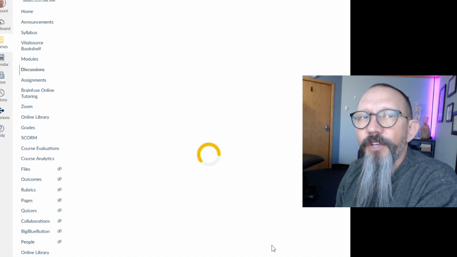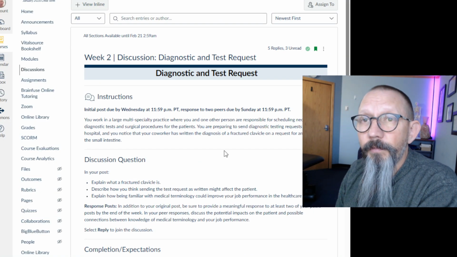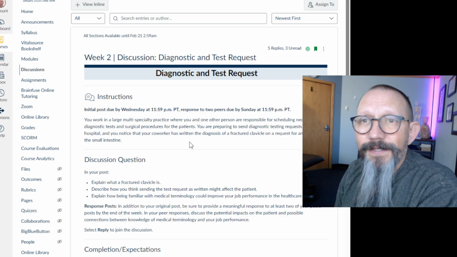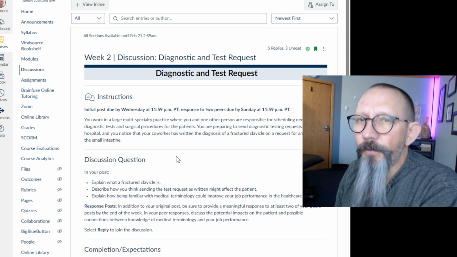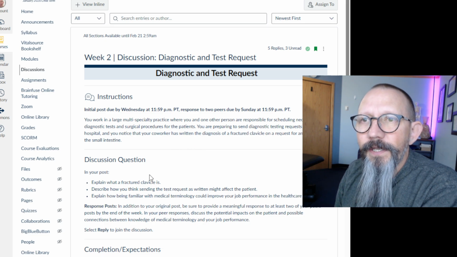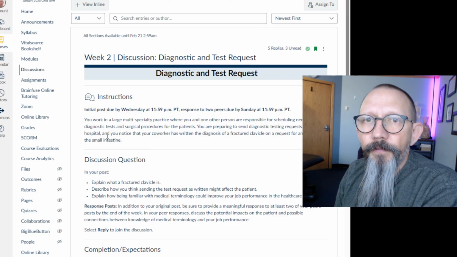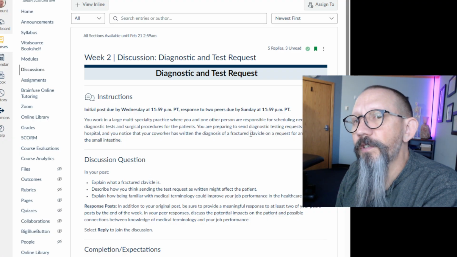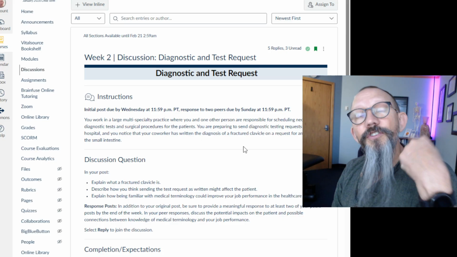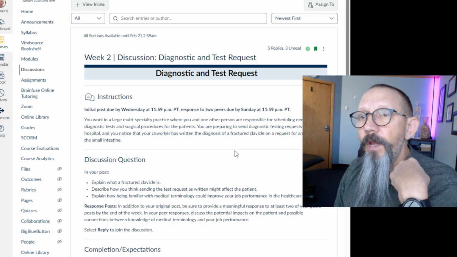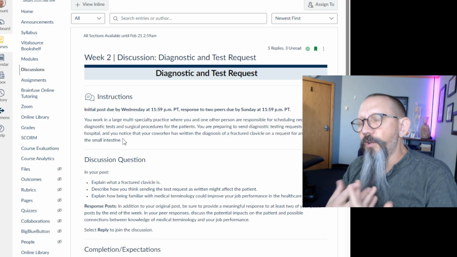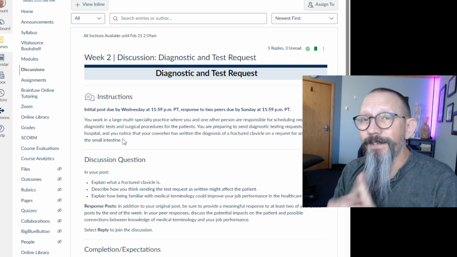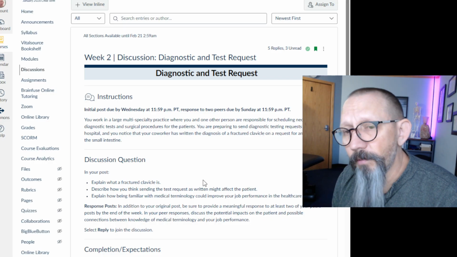Let's go here. This is discussion. So look at the discussion already. I want to show you something. Diagnostic tests and requests. Okay, so you work in a multi-specialty practice where you and another person are responsible for scheduling necessary diagnostic tests and surgical procedures for the patients. You're preparing to send diagnostic testing requests to the hospital, and you notice that your coworker has written a diagnosis of a fractured clavicle. Fracture and broken are the same thing, right? On a request for an x-ray of the small intestine. Small intestine's down here in the abdomen, so you're probably not going to find a clavicle in there unless they ate somebody else. A fractured clavicle, broken bone.